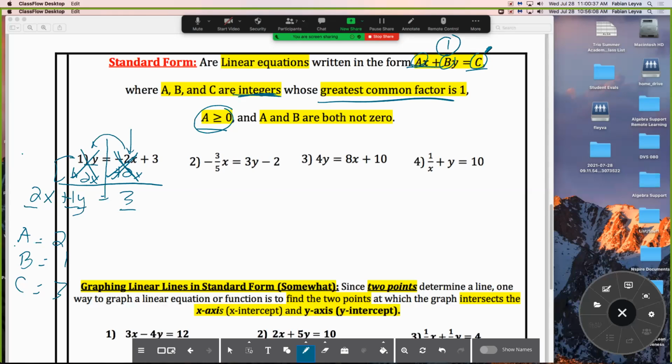So that is a first example. I want you guys to go ahead and attempt to put number 2 in standard form, number 3, and number 4. Notice that number 4 is a little bit tricky, but I'll give you guys roughly, I don't know, about 2 minutes for number 2, and then we'll go over it.